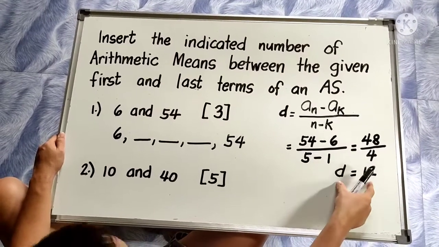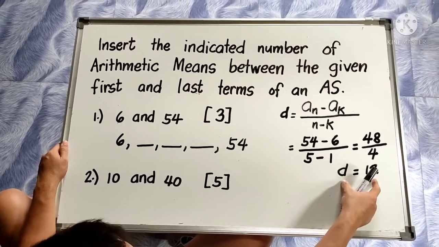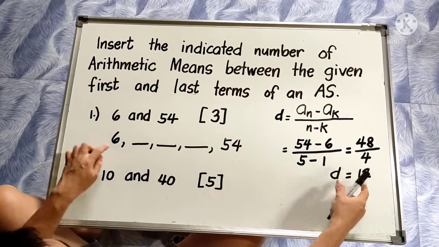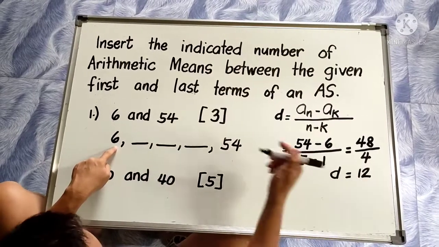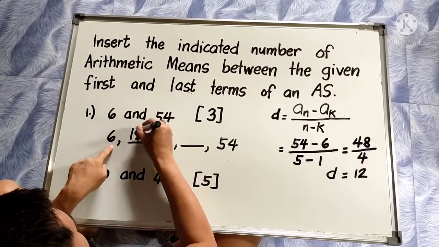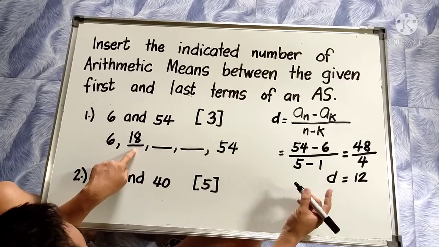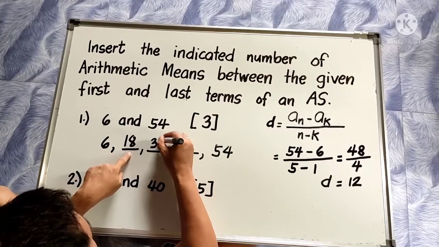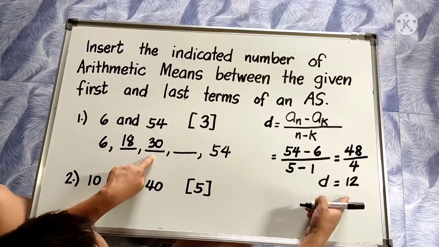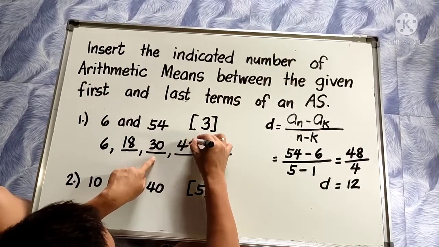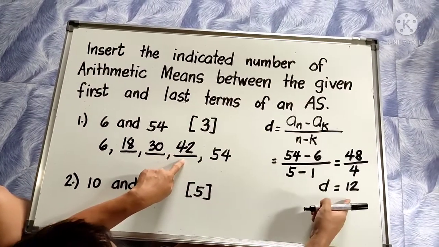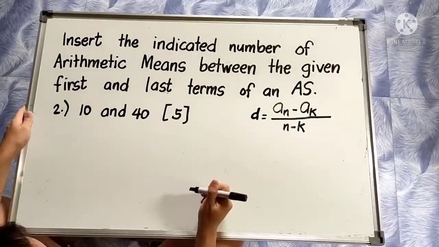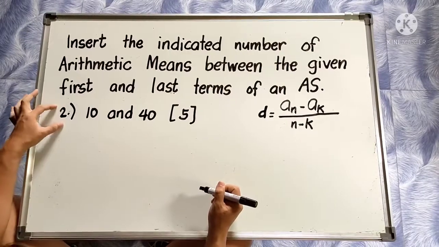So what is now the use of the common difference? That is what you're going to add to the known terms. 6 plus 12 is 18. 18 plus 12 is 30. 30 plus 12 is 42. And 42 plus 12 is 54. Now let's proceed to the second example.